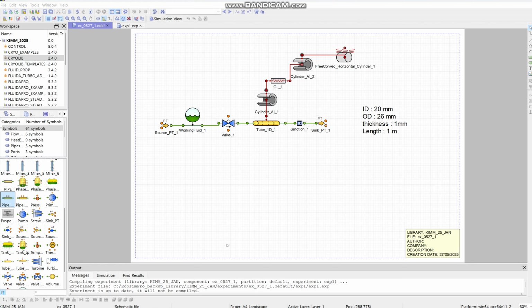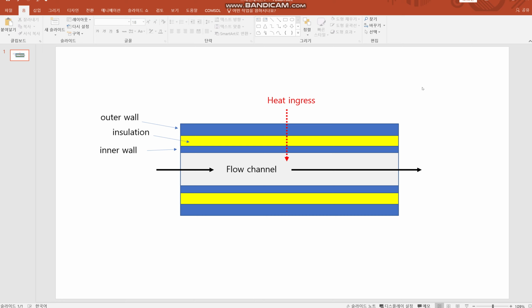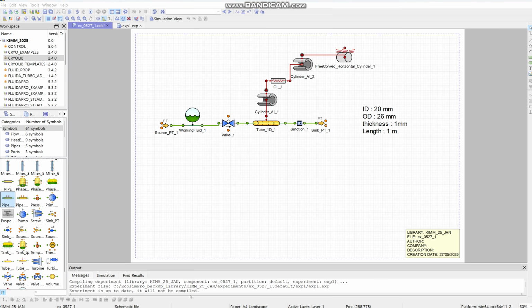Okay, this is the schematic diagram of the model. In the center there is a flow channel in which fluid can flow. It is surrounded by an inner wall, an insulation layer, and an outer wall. So the heat ingresses from the outside to inside like that. So let's see it in EcosimPro.